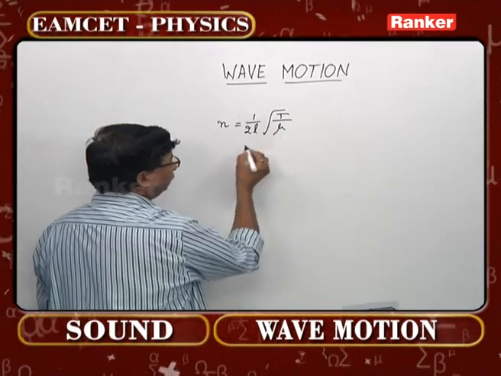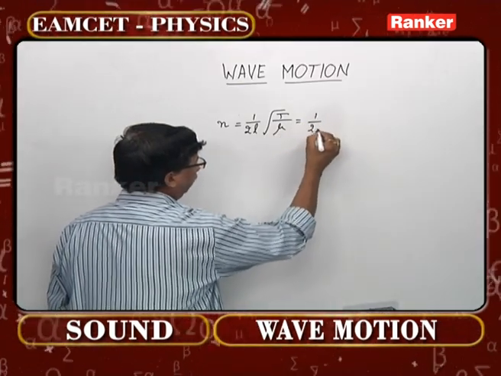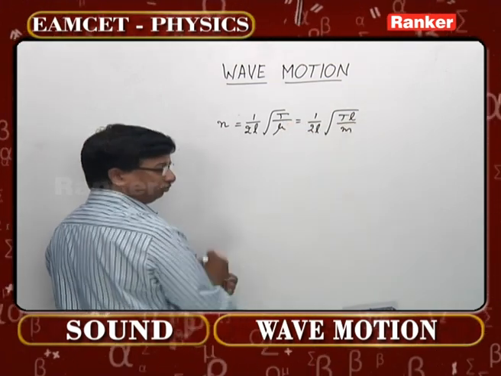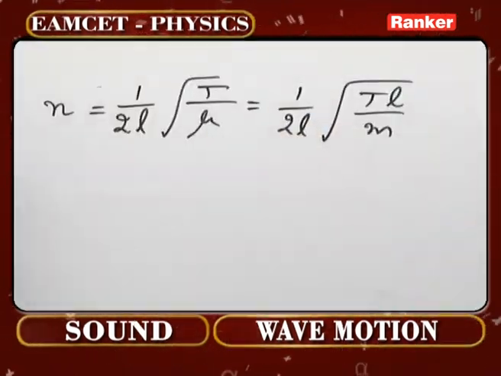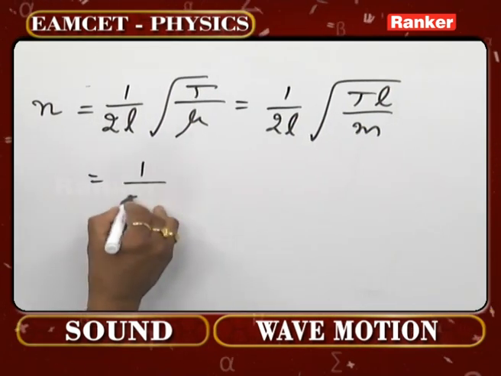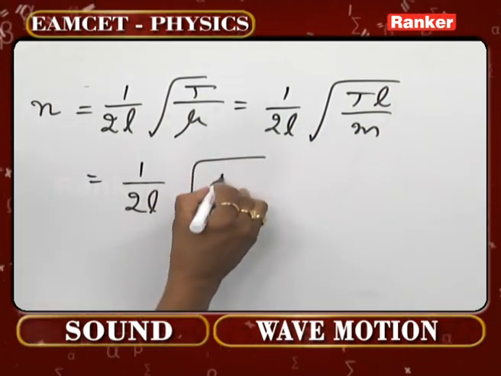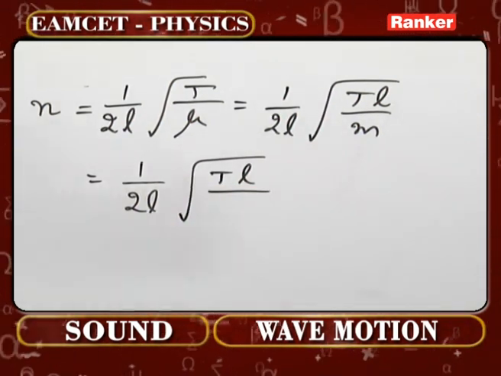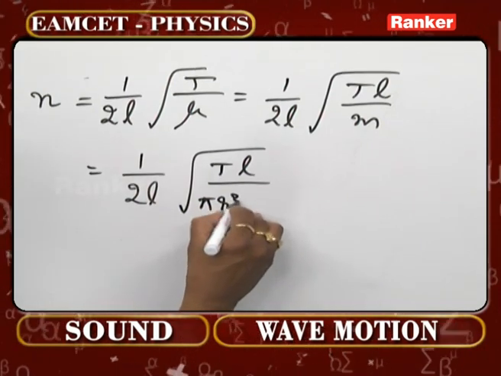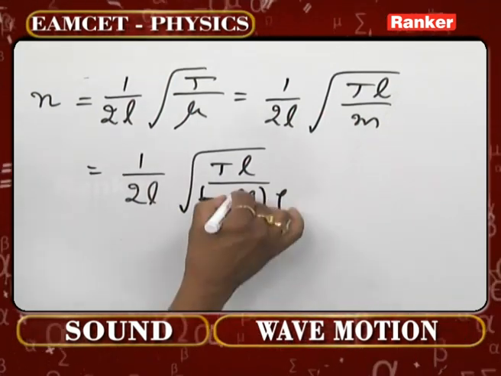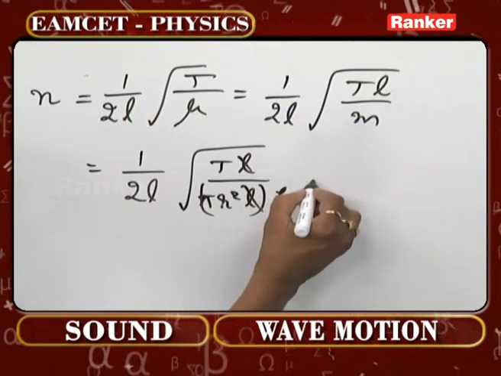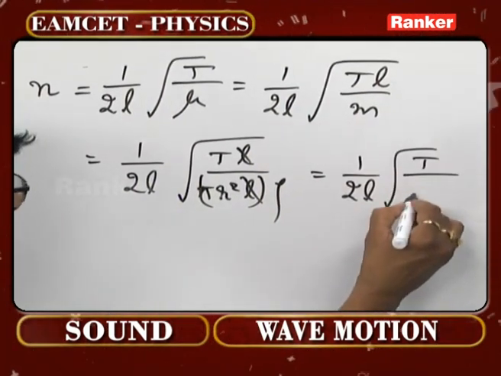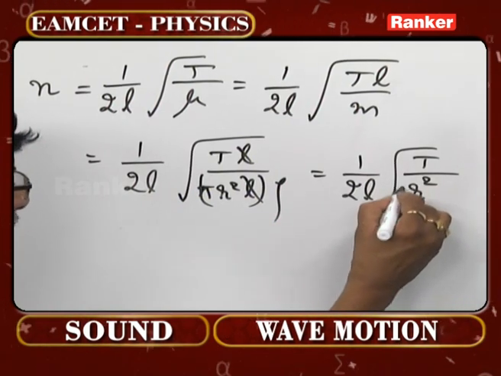Look at the other form of the same equation please. 1 by 2L you write as it is. This can be written as root of TL by M, because mass per unit length we can write. In other words, 1 by 2L root T into L by mass, and mass is volume into density. Volume into density means pi r square L into rho. L gets cancelled. What will be left over? 1 by 2L root T by pi r square rho.